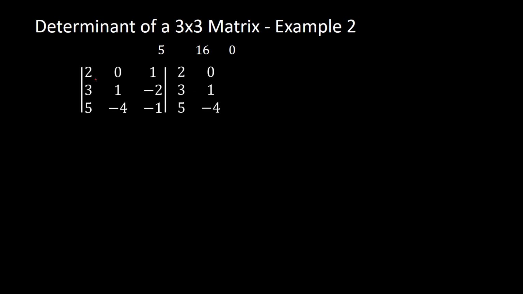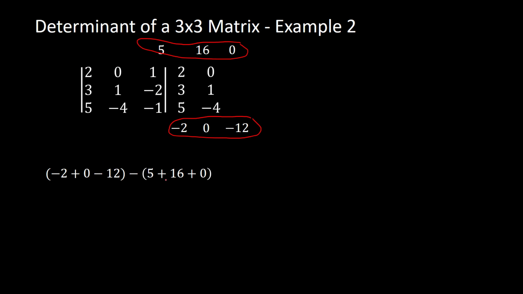And then I multiply down across the other way. So I have 2 times 1 times -1, which gives me a -2. Then I multiply 0 times -2 times 5 to get 0, and then 1 times 3 times negative 4 to give me negative 12. So then I take all of these numbers down here, subtract it by all of these numbers up here. So I have negative 2 minus 12 would give you negative 14. And the 5 and the 16 would give me 21. So negative 14 minus 21 would give me a determinant of negative 35.